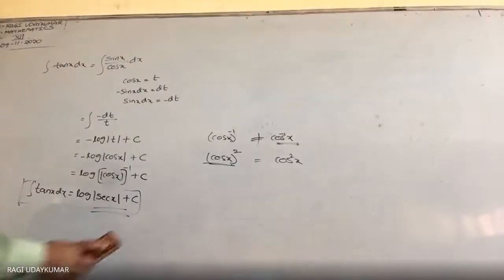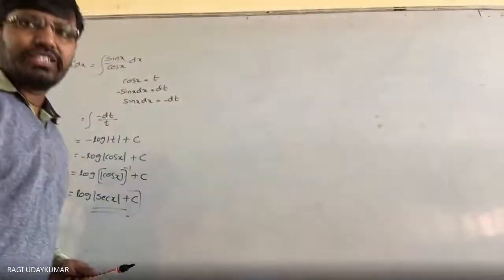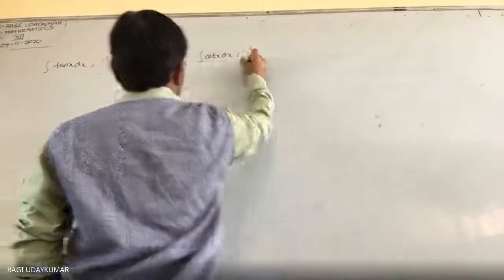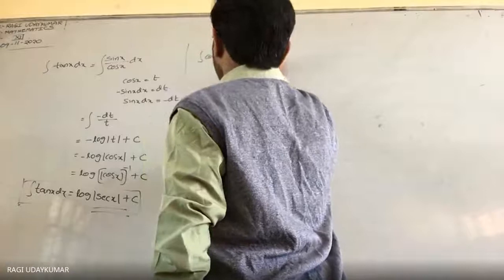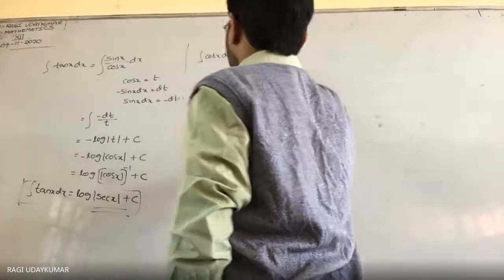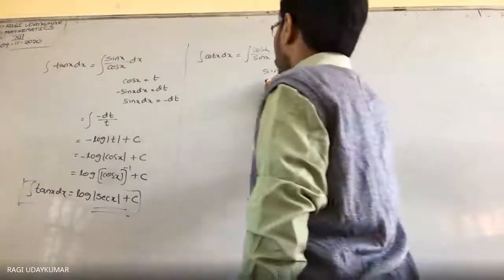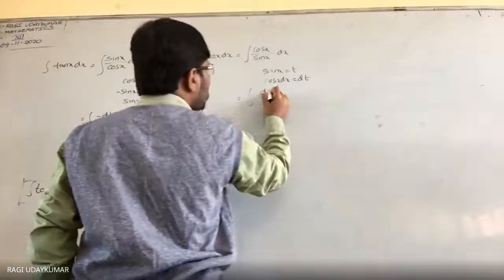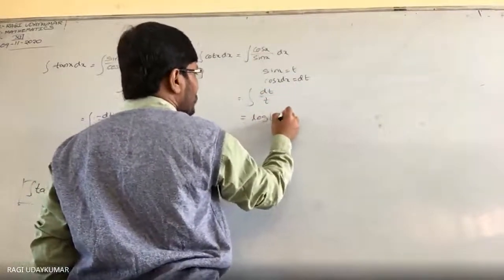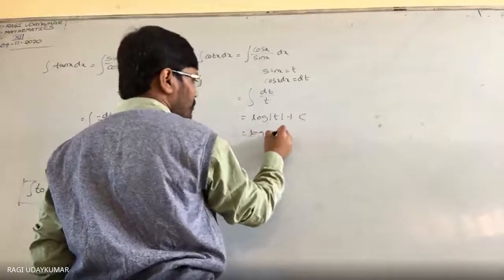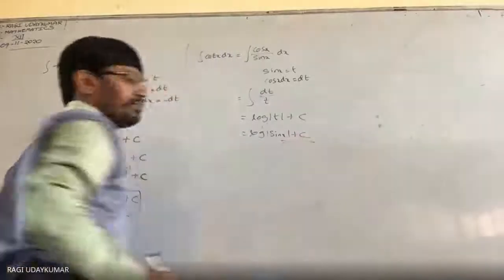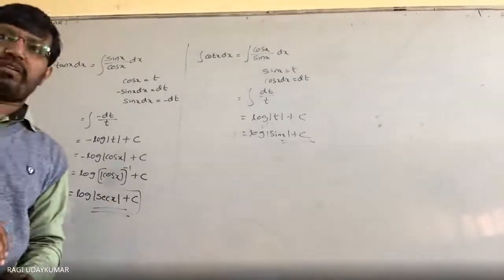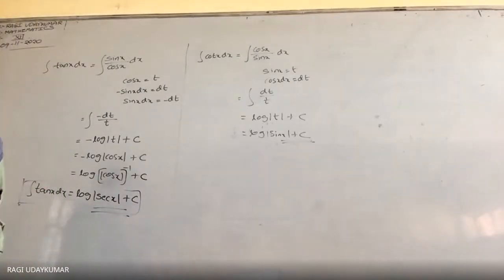Yes, sir. In the same way, you can find out integration of cot x dx, which is equal to integration of cos x by sin x dx. Let sin x be equal to t, so cos x dx is equal to dt. Directly you are going to get dt by t, so logarithm of t plus c, which is logarithm of sin x plus c. So integration of cot x dx is equal to logarithm of modulus sin x plus c.